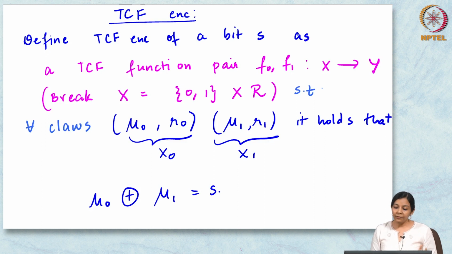Now, you may feel that this is an unnatural definition. Well, at this point we will just say that I can define it. Of course, later we will also have to construct it, and we will do that using an FHE encryption scheme. But certainly we can define it. So, is the definition clear to everybody? It is basically this TCF pair which we have already defined, and how does it encode the bit S? For every claw the first bit of the pair XORs to the secret bit S. This is my definition.